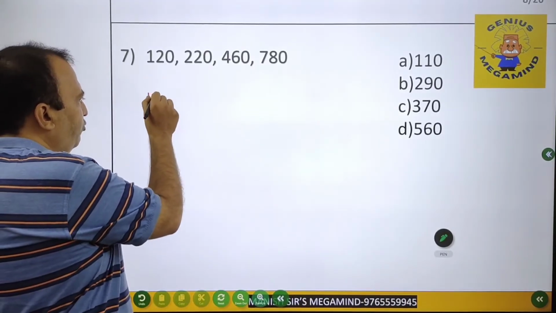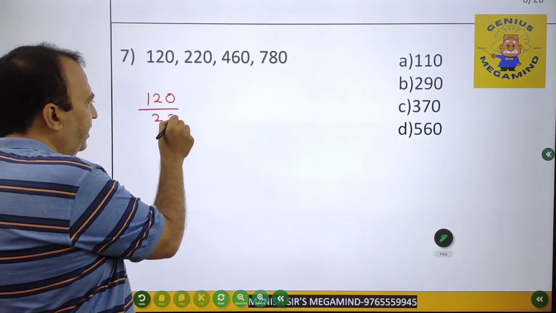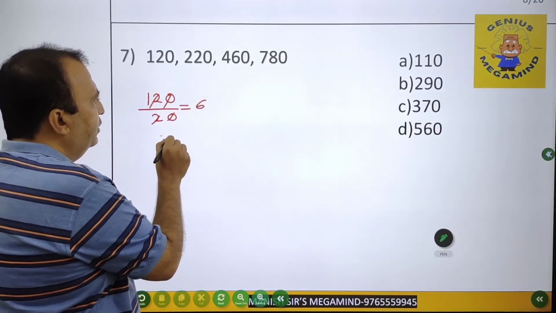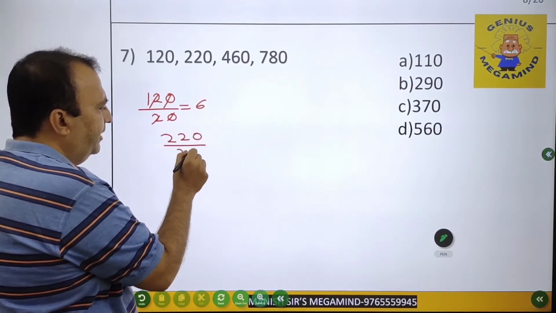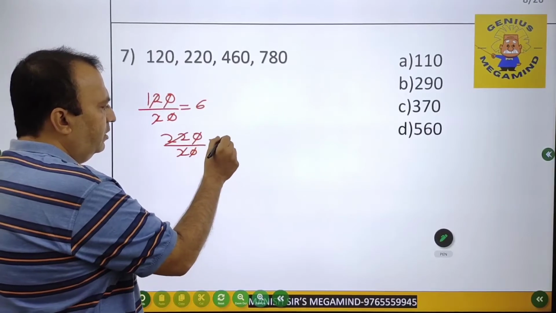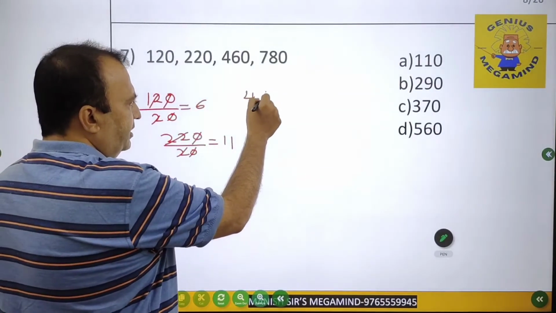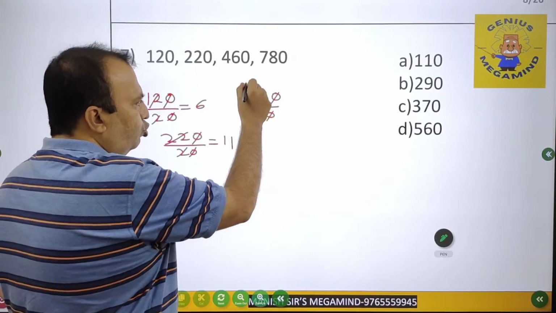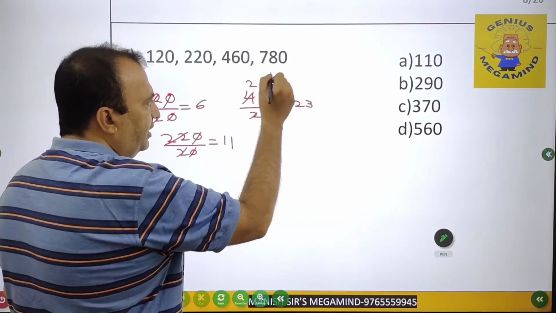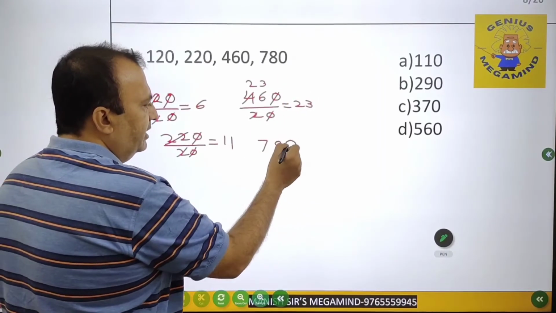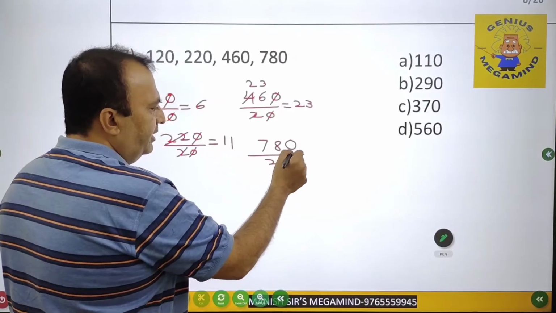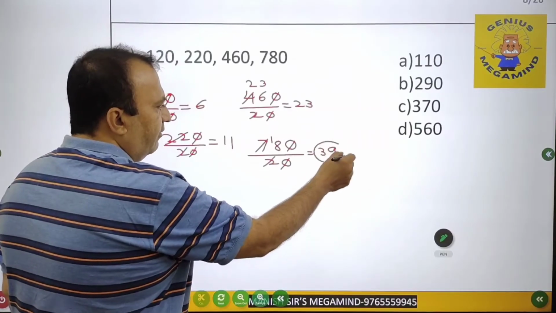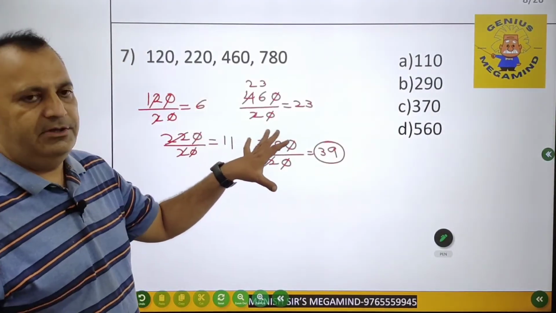Now my friends, is 120 divisible by 20? So 110% I can say it is, and the result is 6. Then is 220 divisible by 20? Yes my friends, it is 11. Now 460 also is divisible by 20. 0 and 0 get cancelled. Then 2 2s are 4, 2 3s are 6, so it is nothing but 23. And let us check whether 780 is also divisible by 20. 0 and 0 get cancelled. 2 3s are 6 and 2 9s are 18. Fine, so all of them are divisible by 20.